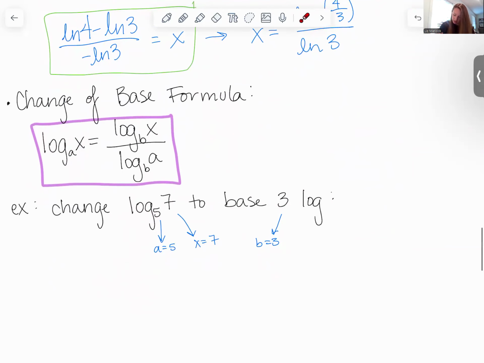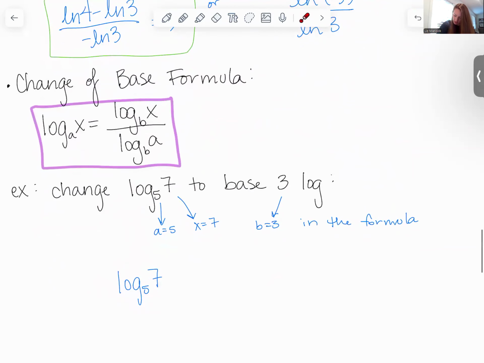So now that I've identified a and b and x, if we're using this formula, we can plug it directly into the formula. So we have log base 5 of 7 is going to equal log base 3 of 7 over log base 3 of 5. And that's our answer.